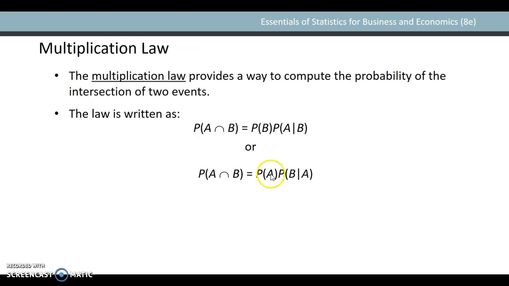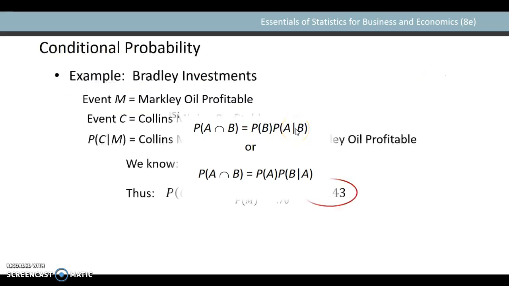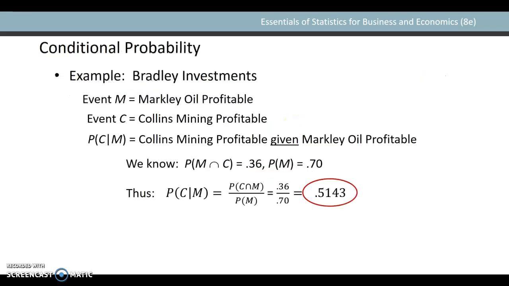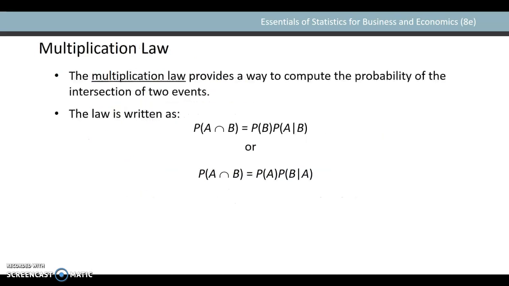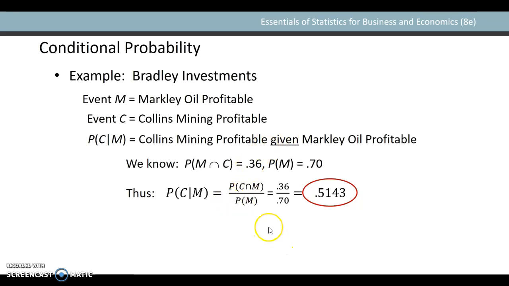Multiplication law provides a way to compute the probability of the intersection of two events. The law is written as follows. The probability of A intersect B is equal to the probability of B times the probability of A given B. So you can go back here and see really that we're just doing a little algebra here. We're taking what goes on the bottom, multiplying both sides of this equation by it.